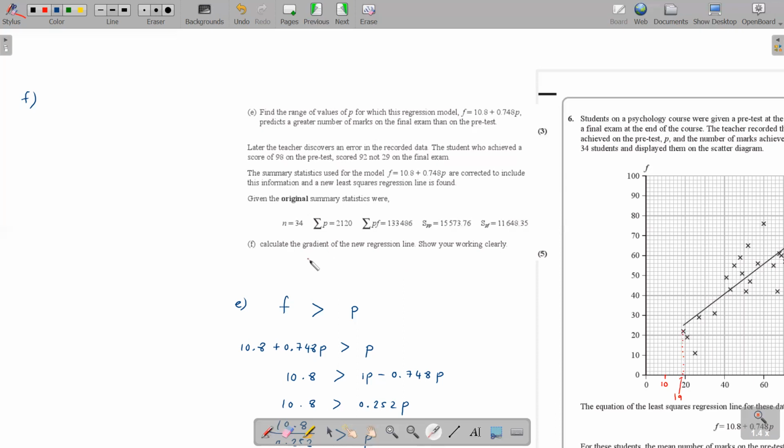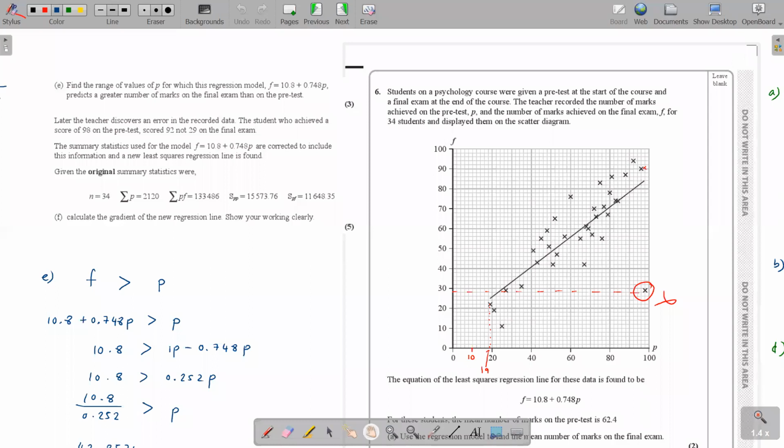Okay, they are asking you to calculate what? Only the gradient. How do we calculate the gradient? Okay, this is quite a thinking part here. They are asking you to calculate the gradient of the new regression line. Show your working clearly. So here I have marked the point where the teacher has made the mistake. The student who achieved a score of 98 on the pre-test. Do you see this point? This is the point that they're talking about, right? This point where the person has 98 on the pre-test, it shows for the final exam they have 29. So that is the error. It should be 92, not 29.